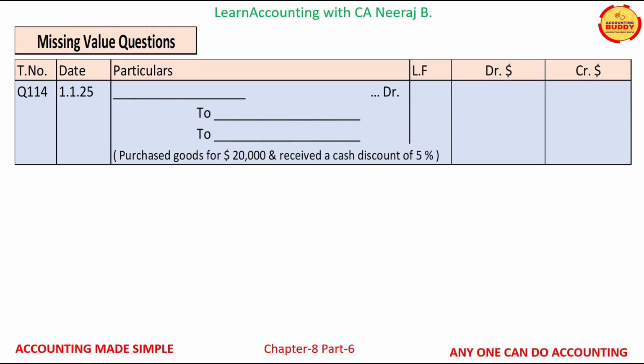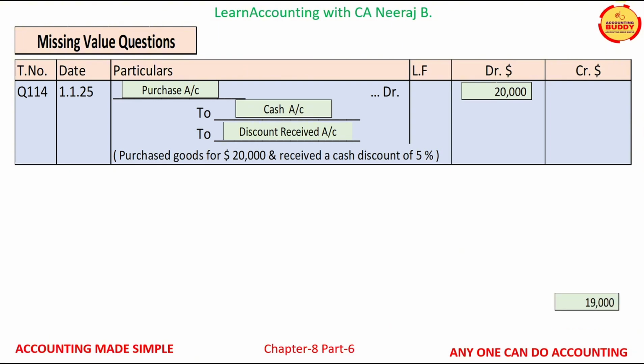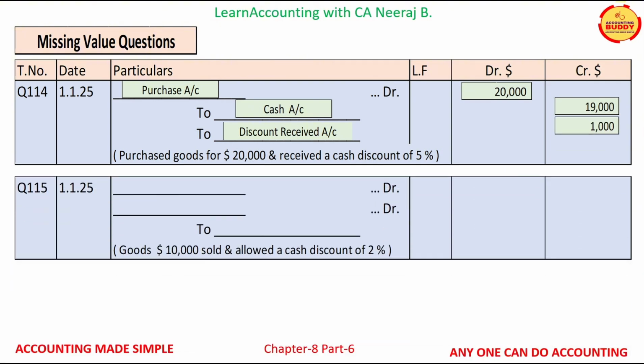Question number 114 is goods worth $20,000 purchased and received a cash discount of 5%. The accounts affected by this transaction are purchase account, cash account and discount received account. $20,000 being the value of the goods, purchase account will be debited with $20,000. After receiving a cash discount of 5%, the actual cash paid is $19,000. Therefore, cash account will be debited by $19,000 and the amount of discount received $1,000 will be credited to discount received account.